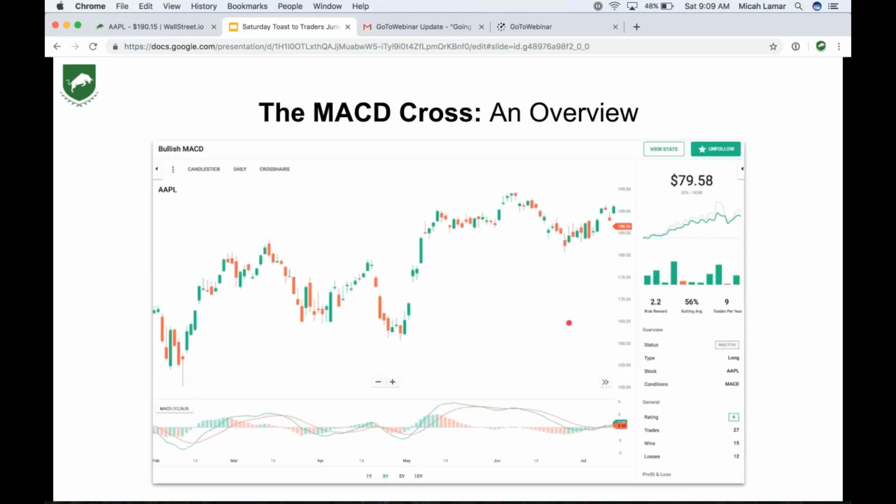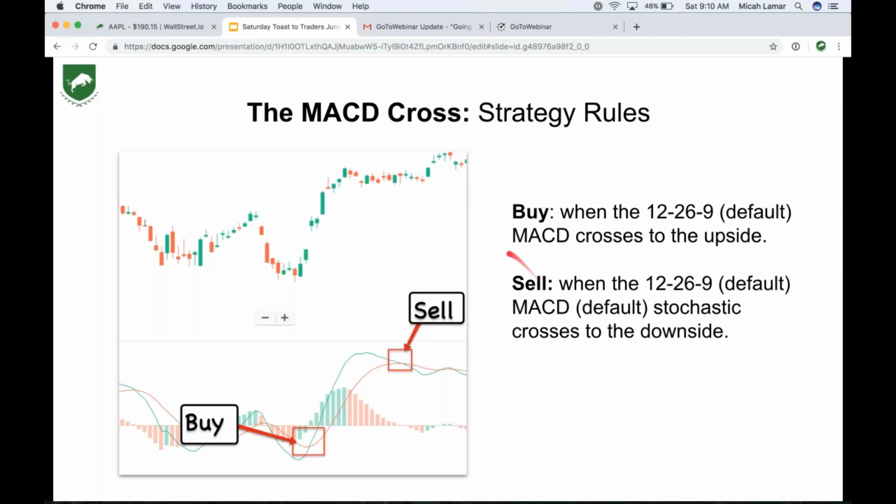Let's go ahead and talk about strategy number 2, the MACD cross. So quick overview of the MACD. MACD is a subchart. Probably most of you are familiar with it. I like the MACD because it's generally a little bit of a longer indicator, which I'll show you here in a second. The rules are very simple and very similar to something like the stochastics. We're basically just buying when the two lines cross.